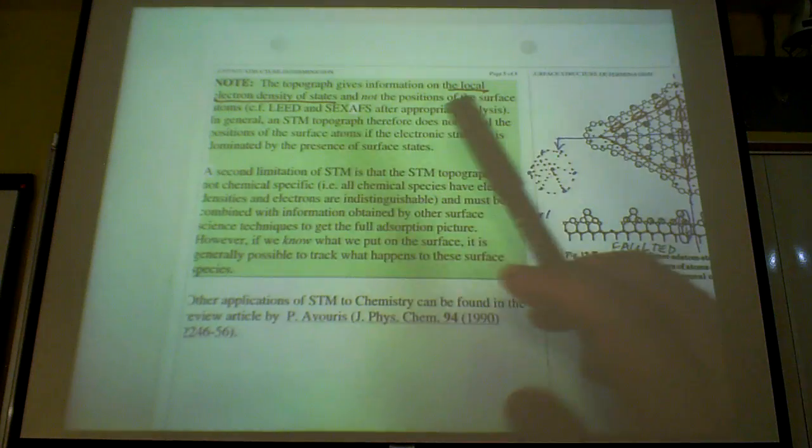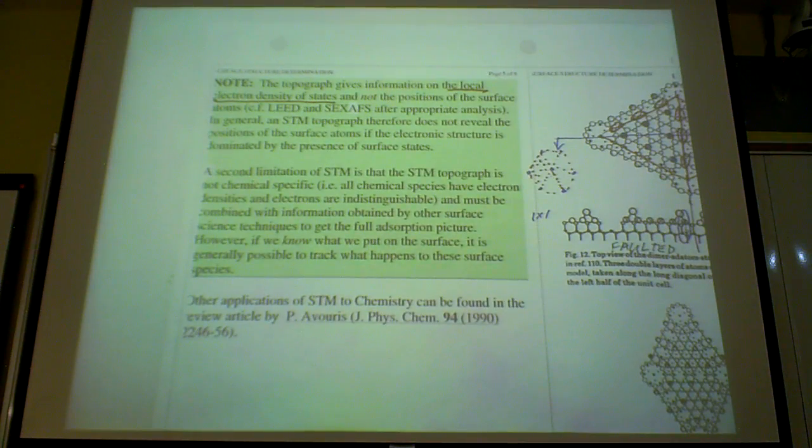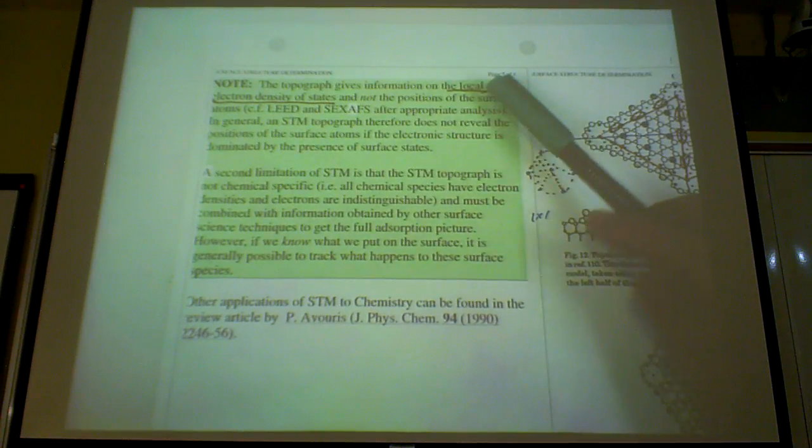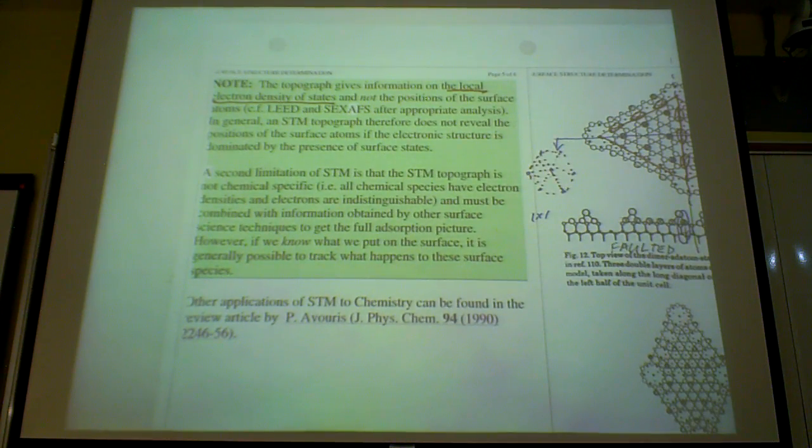Because LEED and SAXS, why do they give you that? Well, because they assume a nuclear position to construct the model of your surface and then perform your scattering calculation on those. That's why it gives you the nuclear position, right? But here, the inherent image of the STM does not give you that.